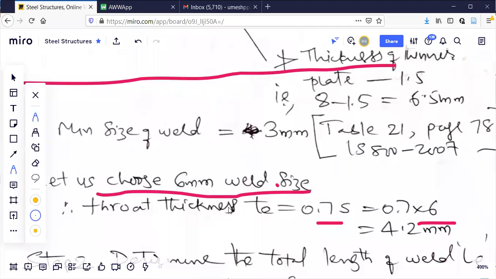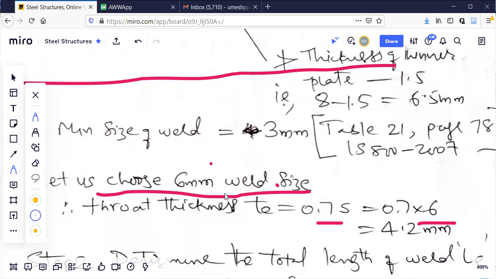Usually we should start with 4 mm, but in the examination, don't take that risk. Start with a value very close to the maximum. I have taken 6 mm. The allowed value was 6.5, and since 6.5 is not available, 6 mm is available for welds. Values like 0.5 are not there in real practice. It is either 4 mm, 3 mm, 6 mm, 8 mm, like that.